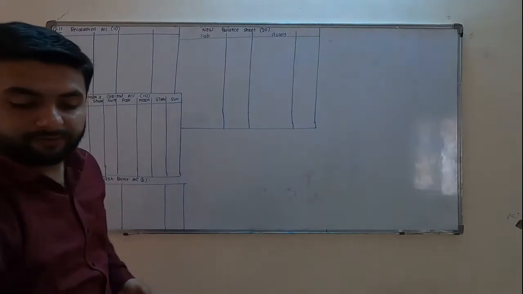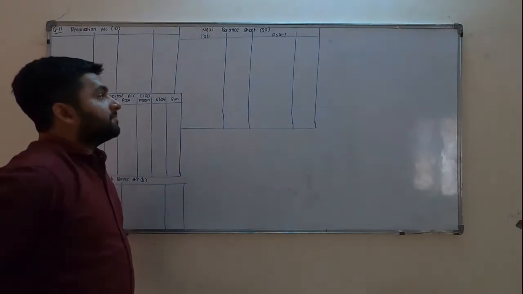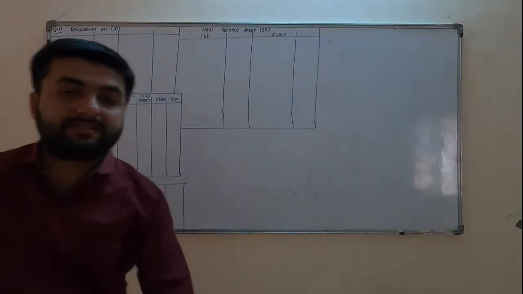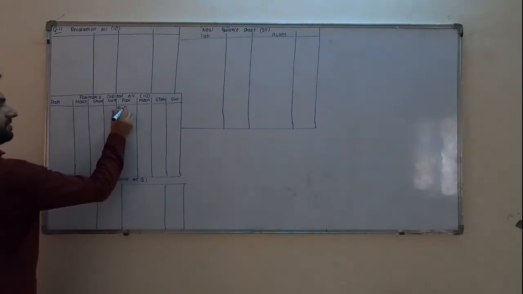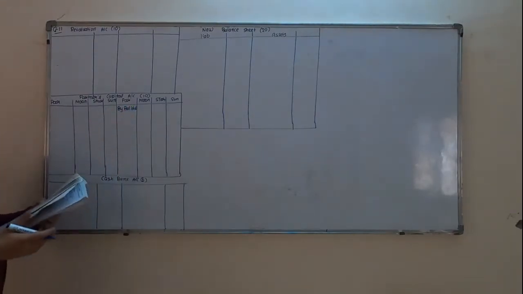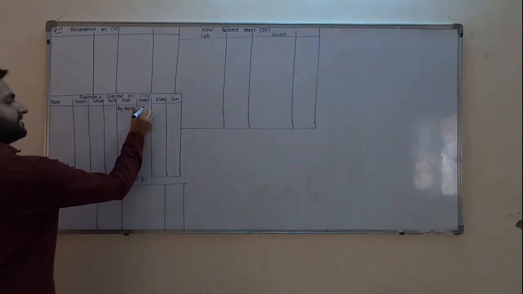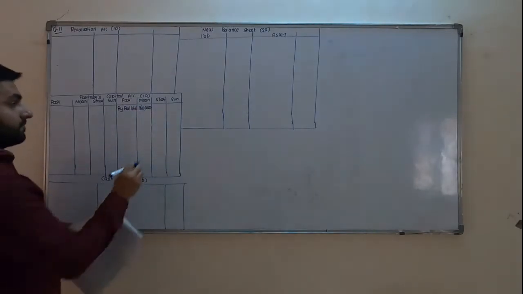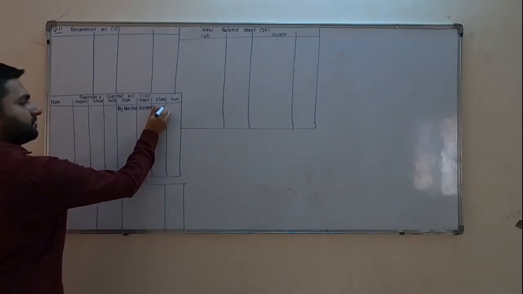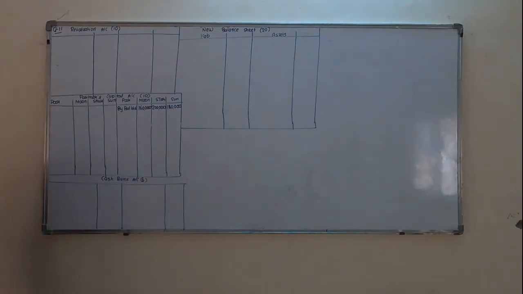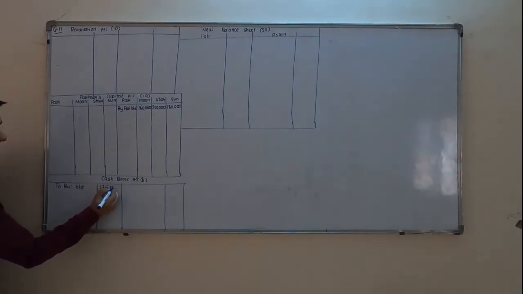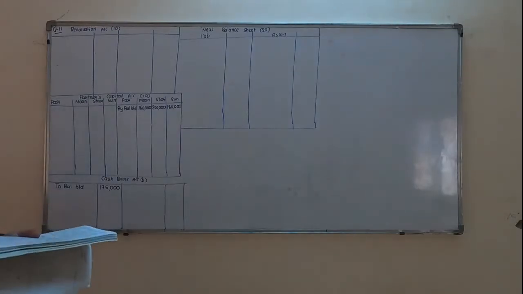Okay, so now friends, we are starting with the opening balance of capital account as well as cash bank account. Credit side of capital, by balance brought down 1,60,000, 2 lakh and 1,80,000. Then cash bank balance is 1,75,000, so to balance brought down 1,75,000.